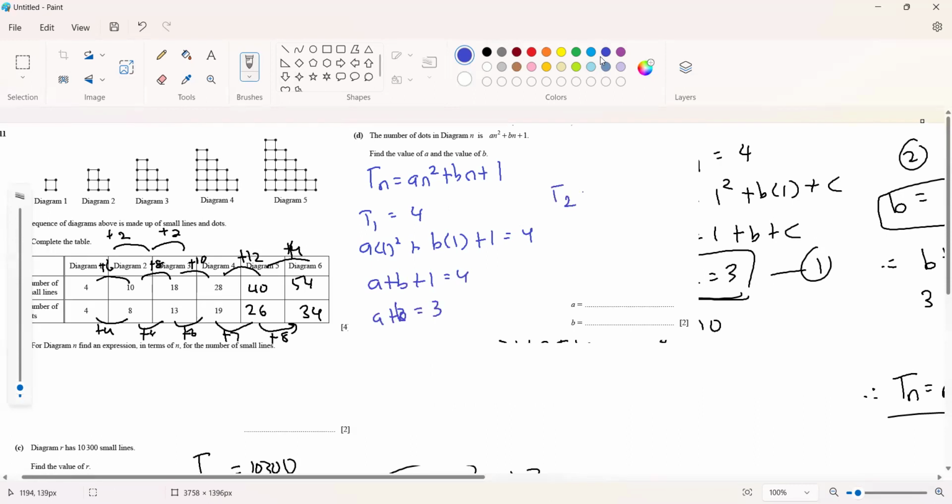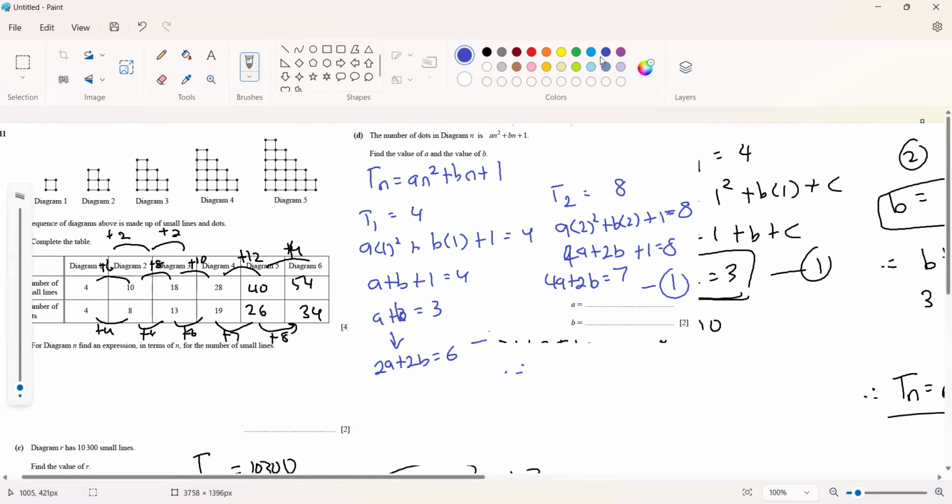So again, T2 equals 8. So this is for dots, yeah? Please don't make the mistake. So it's a times 2 squared plus b times 2 plus 1 equals 8. 4a plus 2b plus 1 equals 8. 4a plus 2b equals 7. So this equation I multiply by 2, 2a plus 2b equals 6. Therefore, this is equation 1, this is equation 2.